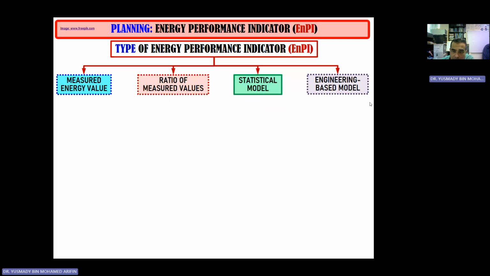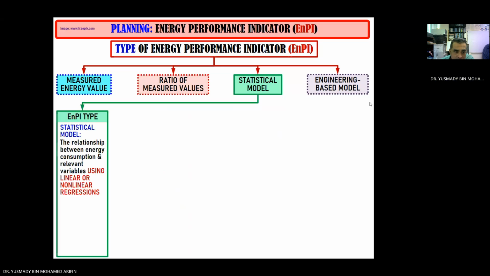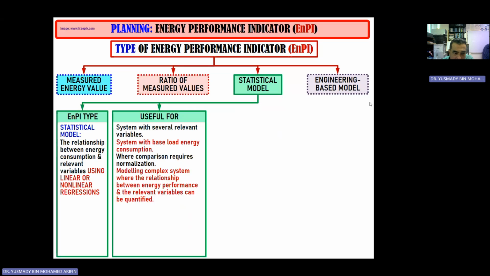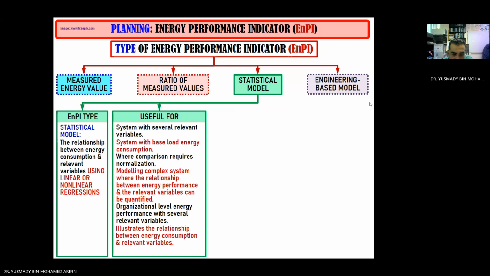Okay, ENPI based on a statistical model. A statistical model refers to the relationship between energy consumption and relevant variables using linear or non-linear regression. Useful for systems with several relevant variables, systems with base load energy consumption where comparison requires normalization. Useful for modeling complex systems where the relationship between energy performance and the relevant variables can be quantified. Useful for organization-level energy performance with several relevant variables. And also useful to illustrate the relationship between energy consumption and relevant variables.